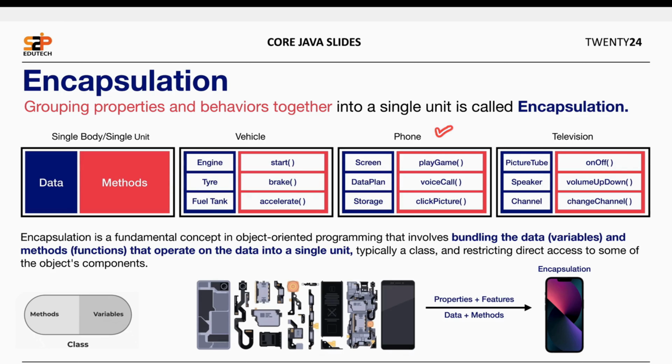Let's take the example of a phone. Phone is having properties like screen, data plan, storage, processor. These are all properties of a phone.